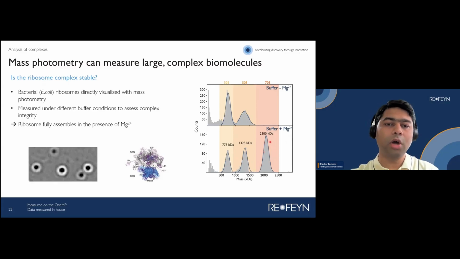So, well, you can play around with the buffer and you can try to understand your complexes. You can try to see which buffer is suitable for the complex assembly, and you can optimize the buffers as well.